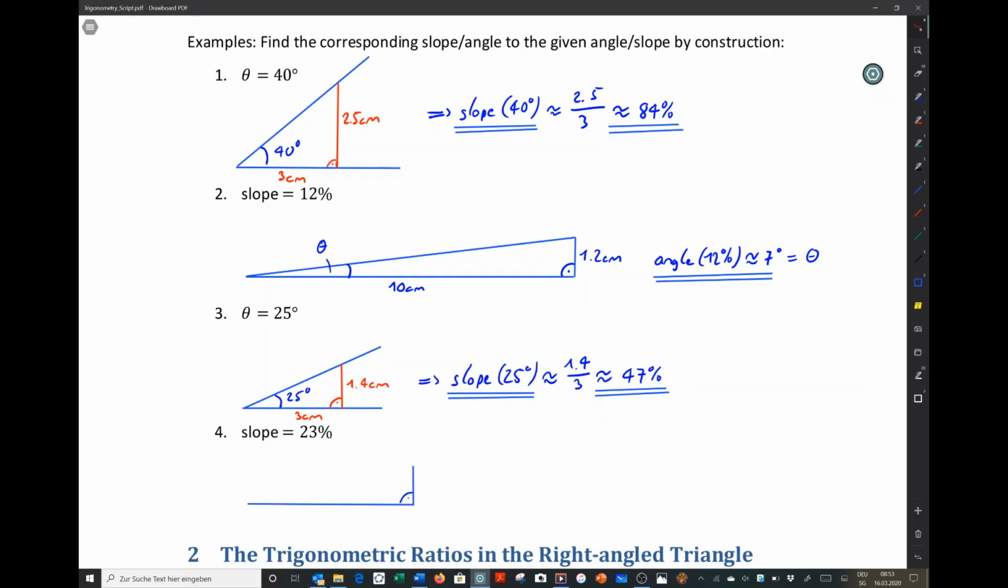In example 4, let us create the slope of 23% by constructing first a right-angled triangle with the length horizontally 5 centimeters and 23% of 5 centimeters being 1.15 centimeters vertically. And we can read off the angle corresponding to the slope of 23% as approximately 13 degrees.